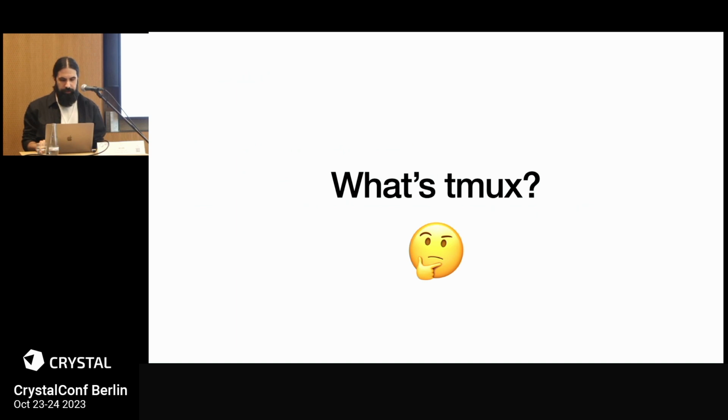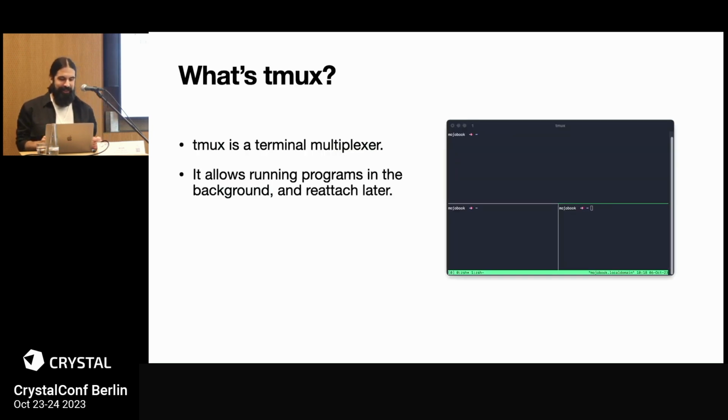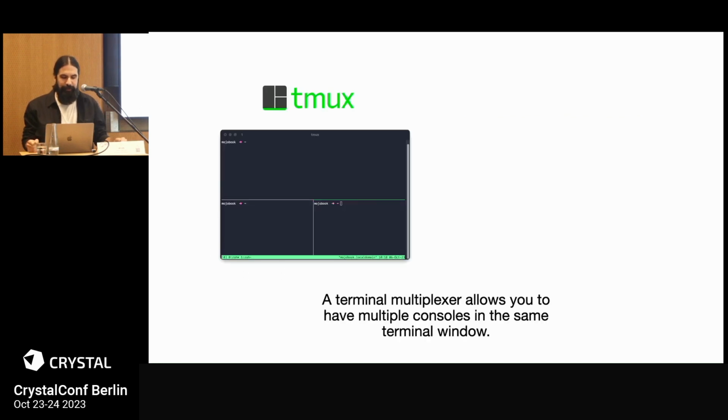So, well, let's start with what's tmux. Does anybody use tmux here or know what tmux is? Raise your hand. Okay, a few hands. So, according to their website, tmux is a terminal multiplexer, and it allows you to run programs in the background. A terminal multiplexer is just a fancy way to say that it allows you to have multiple consoles in the same terminal window, okay?